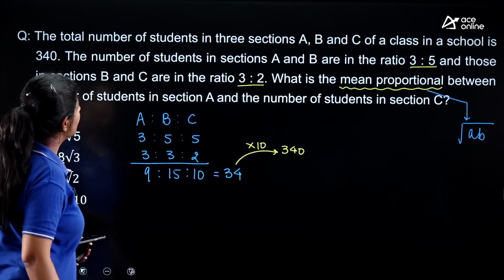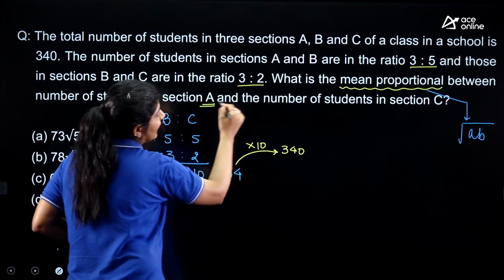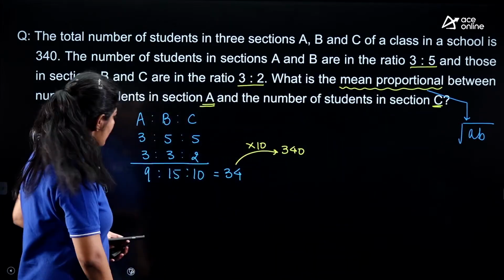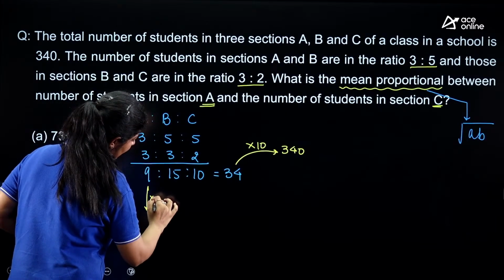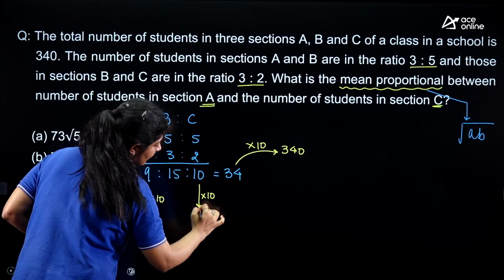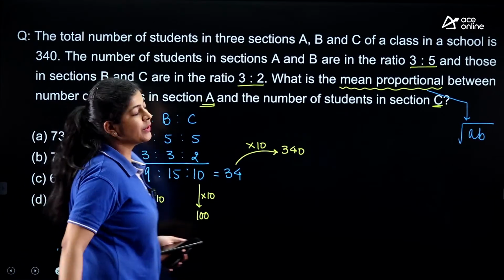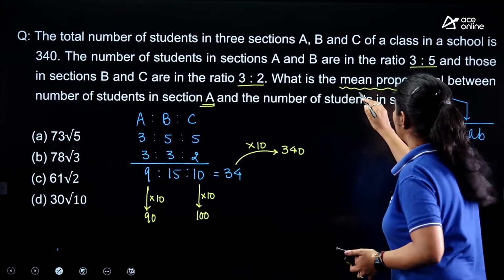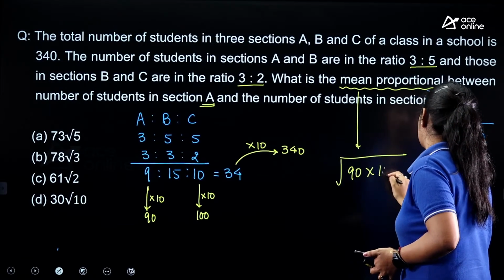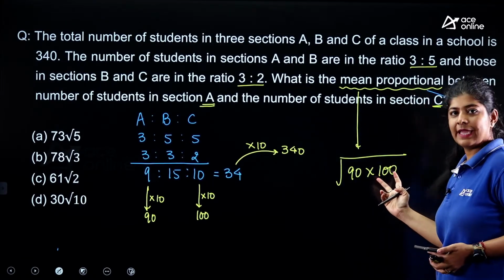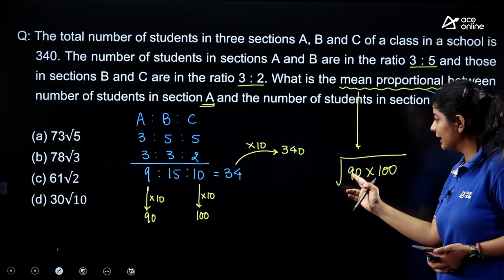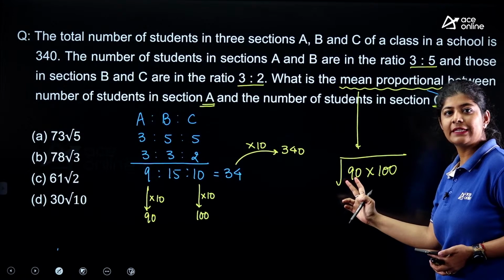Now we need to focus on the number of students in section A and section C, right? The number of students in section A is 90, and in C it is 100. Now we simply take the mean proportional, which is the square root of 90 into 100. We can take the value out of the square root and it becomes 10, and here we simply break it out as 9 into 10.